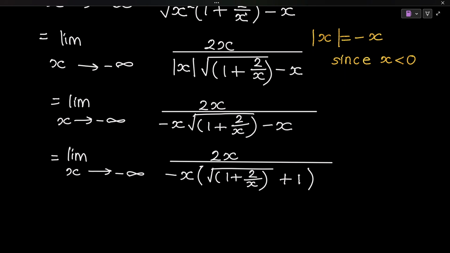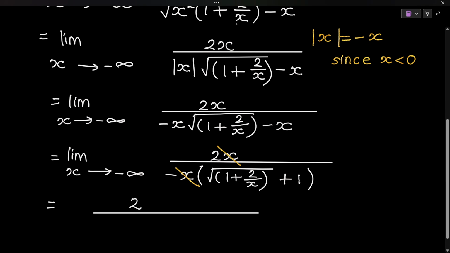Now that we've factorized, we notice that x from the numerator and x from the denominator cancel out with each other. Since we've cancelled out x, we can now make use of the limit. So in our numerator, we are just left with 2. In the denominator, we have negative in front, and underneath that square root, we've got 1 plus.